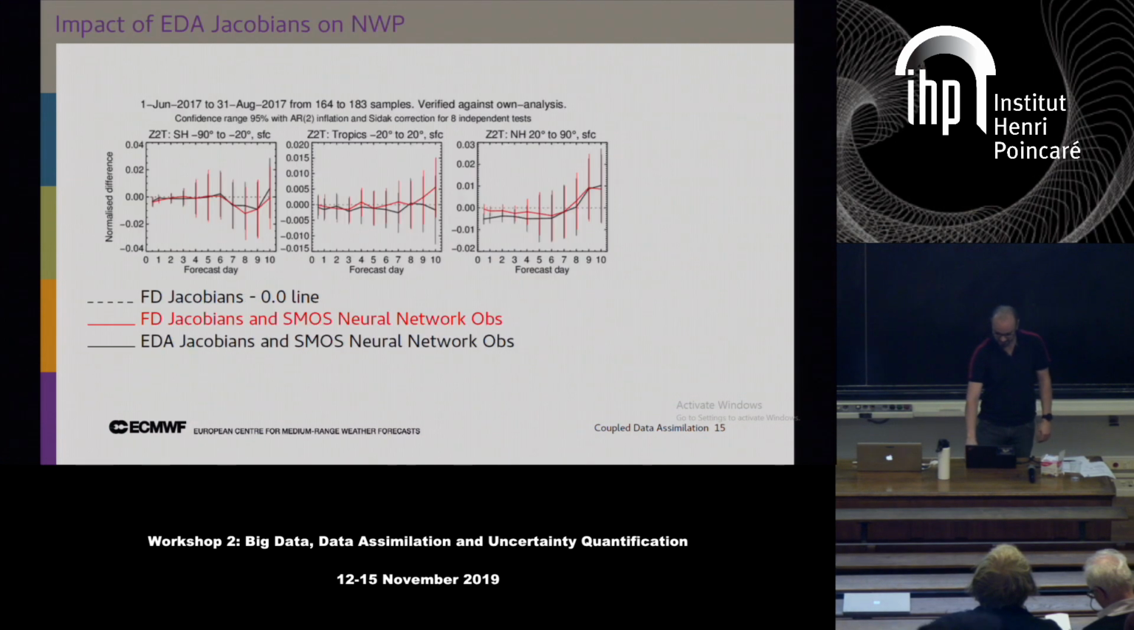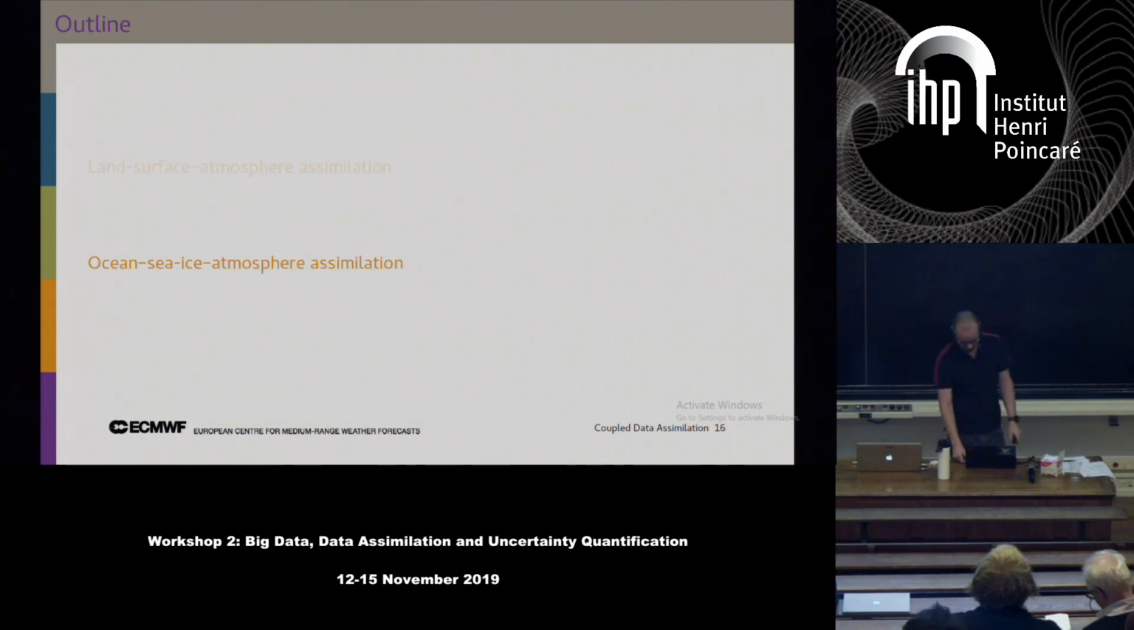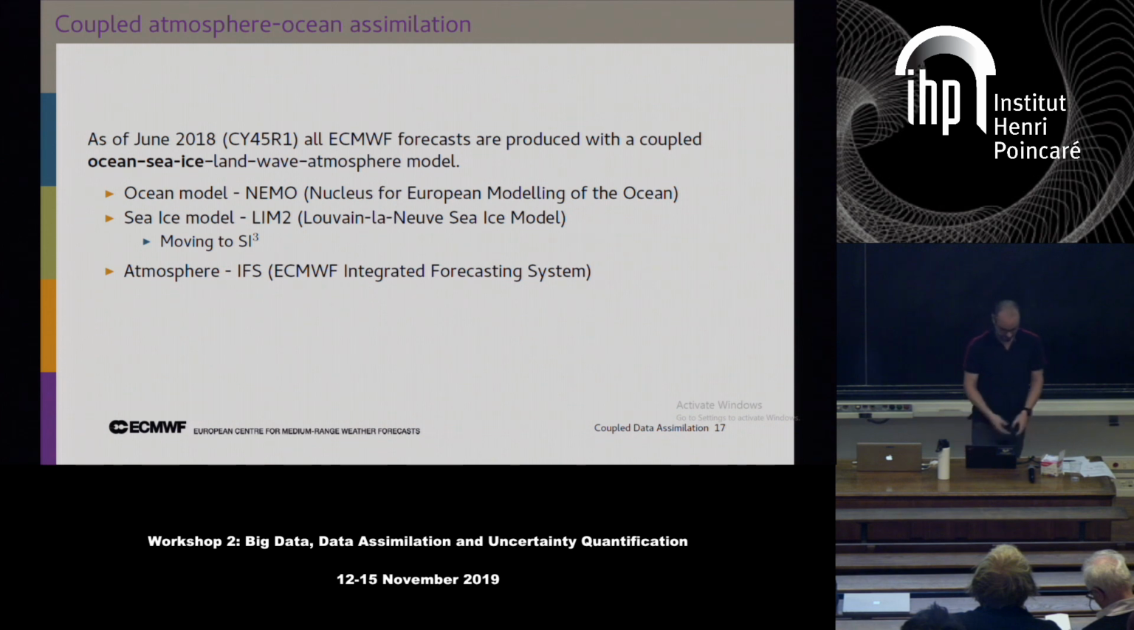Okay, so that was the land. That's what we're doing for land. Now, what do we do for the ocean? Basically, last summer, we implemented a new cycle, and that meant that all our forecasts are coupled. So we put in the land and sea ice coupling into all our forecasts, so anything a user gets has been run with a coupled model.